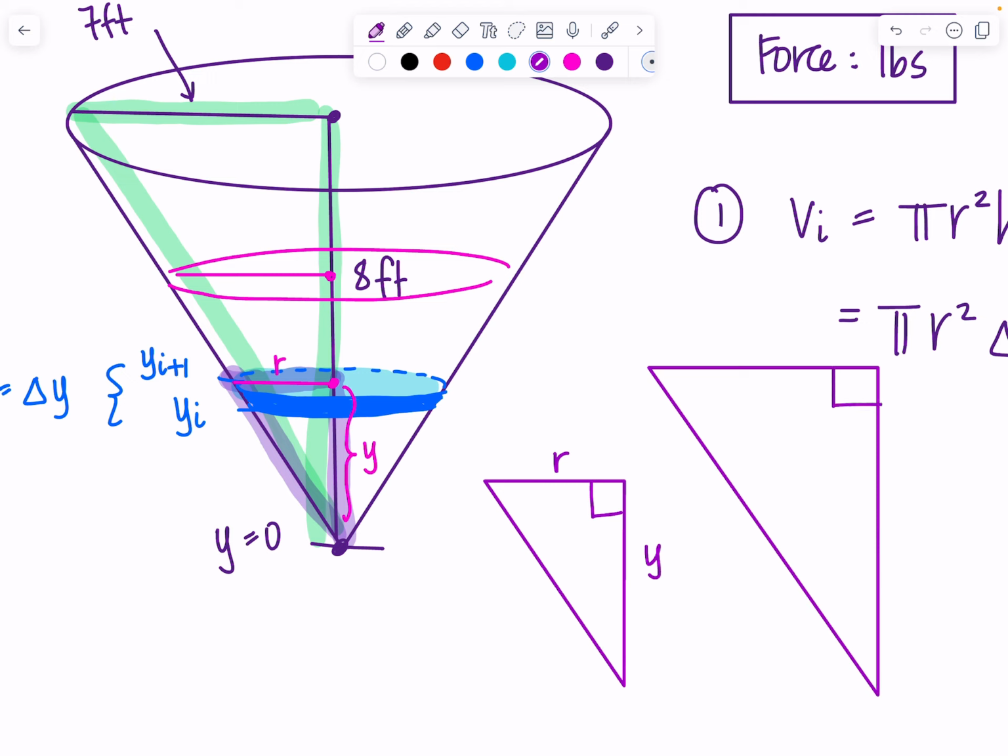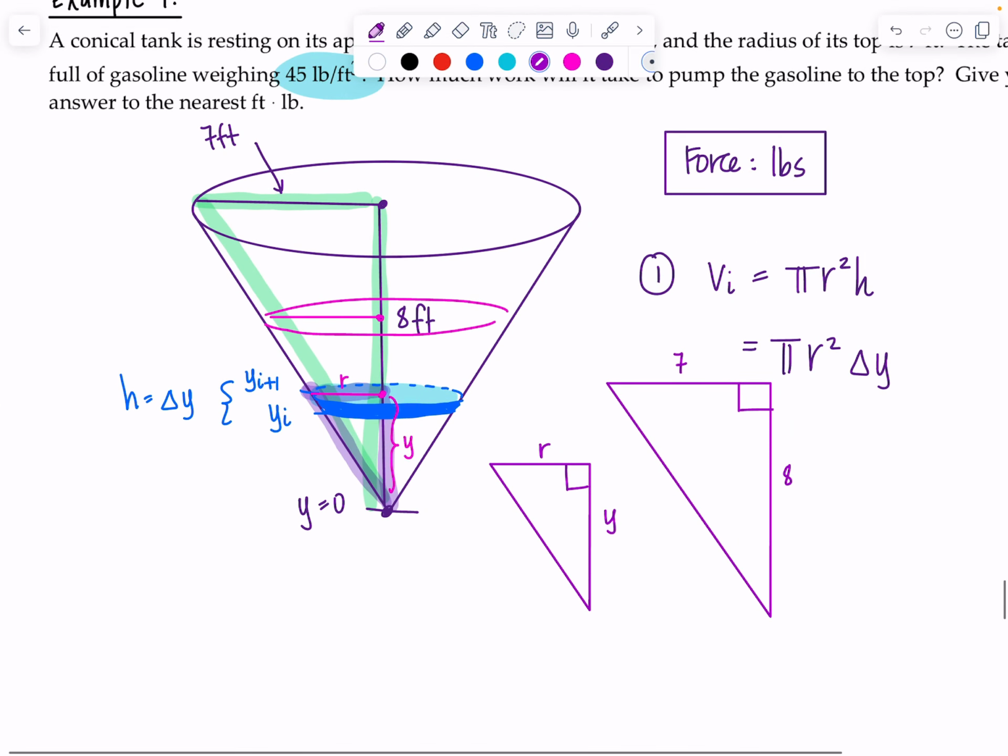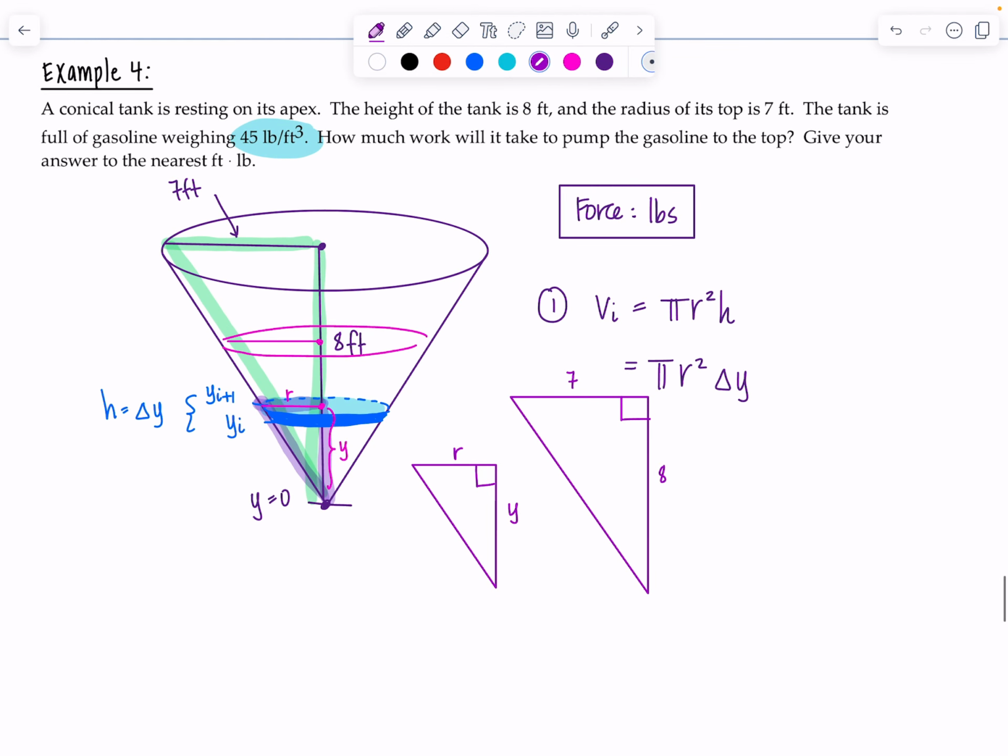And the radius at the very top is 7 feet and the height is 8 feet. So similar triangles are in proportion. So we can set up a proportion, corresponding sides. So r over 7, baby triangle to big triangle, is equal to y over 8. And I'm trying to solve for r in terms of y, so just multiply the 7 over. r equals 7/8 y. Okay? So I'm going to plug that in right here.